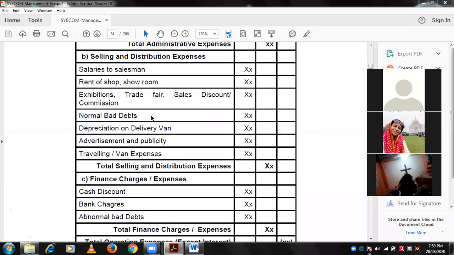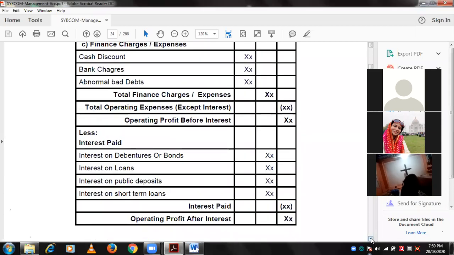But if there are much more bad debts, that means any one customer had not paid any money at all, then that abnormal bad debt comes under finance charges. The normal bad debts form part of selling and distribution expenses, and abnormal bad debt means that the business cannot expect this much bad debt. At that time it becomes an abnormal bad debt.